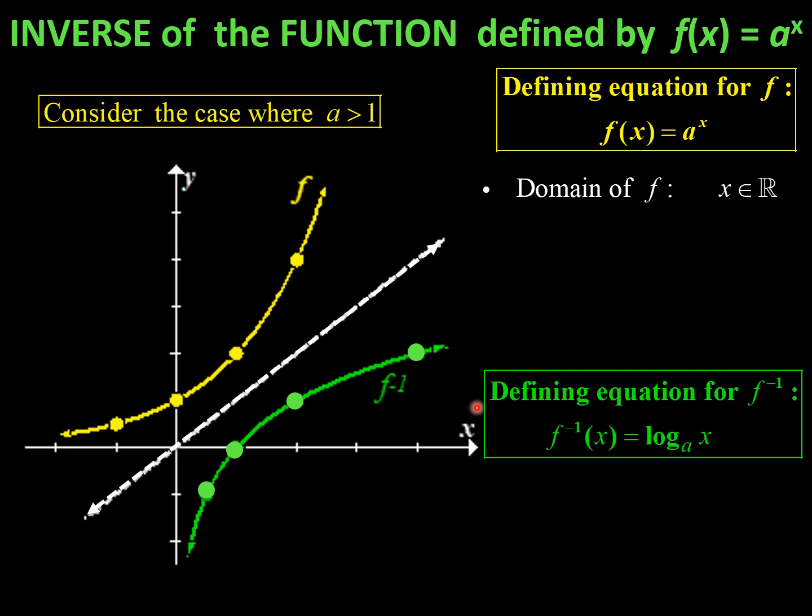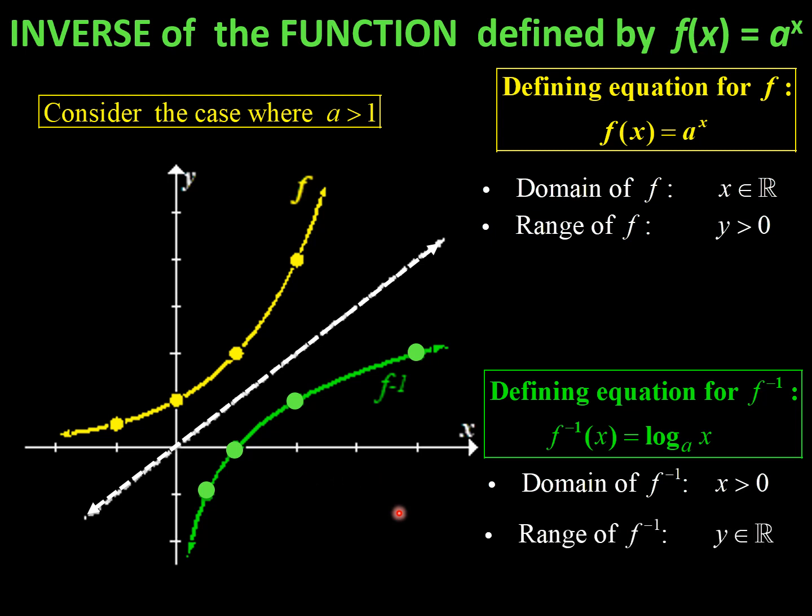Let's compare some of their properties. The domain of the exponential is x, an element of the real numbers, whereas the domain of the inverse is only positive values, therefore x is greater than 0. The range of the exponential is y greater than 0, because the asymptote is 0 there. And the range of the inverse again is y, an element of the real numbers. Just see there is x, an element of the real, and here is y, an element of the real. Here is y greater than 0, here is x greater than 0.